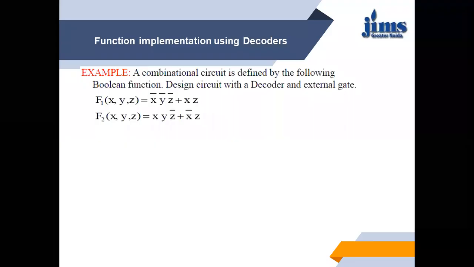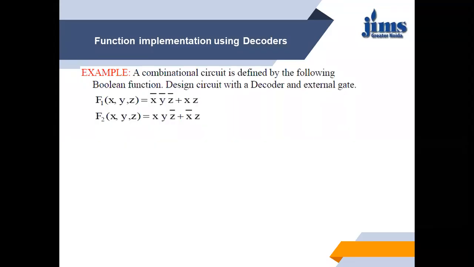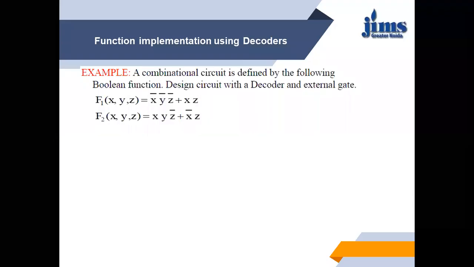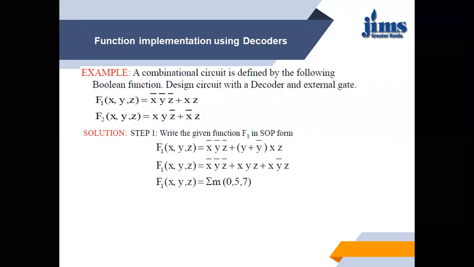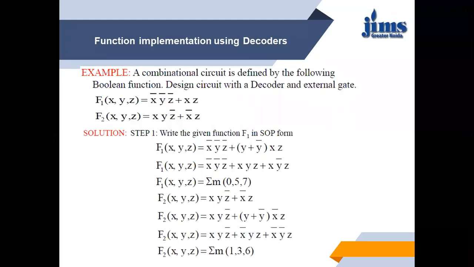Now suppose we are given a Boolean function like this, which is not in standard or canonical form. So what we have to do is convert this Boolean function into the standard canonical form. So we convert first F1 into standard canonical form, as the second term is missing with Y. So we have multiplied with Y plus Y bar. Then the terms come to be 0, 5, 7. In F2, again the second term is missing with Y. So we have multiplied with Y plus Y bar, and the minterms come to be 1, 3, 6.